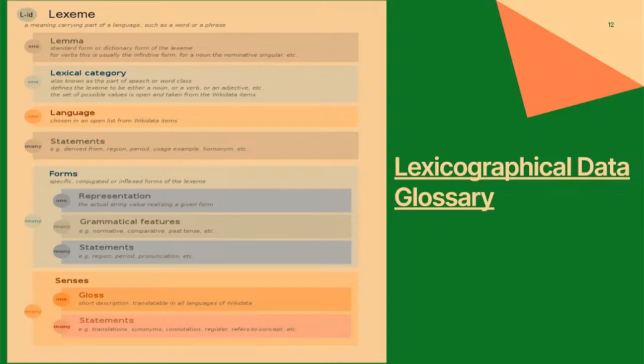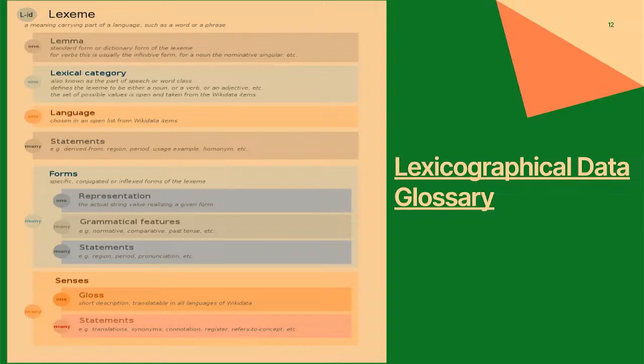If you want to create an item on lexemes, this is the section that you'll be seeing. After the code, we'll see the lemma. If we create the item, that's where the code will come in. So we'll first see the lemma, then the lexical category. So what is the lexical category? Also known as the part of speech or word class, it defines the lexeme to be either a noun or a verb or an adjective, etc. The set of possible values is open and taken from Wikidata items. So the lexical category shows the part of speech. Either the item is a noun or a verb or an adjective. There you will not see part of speech; you see lexical category.